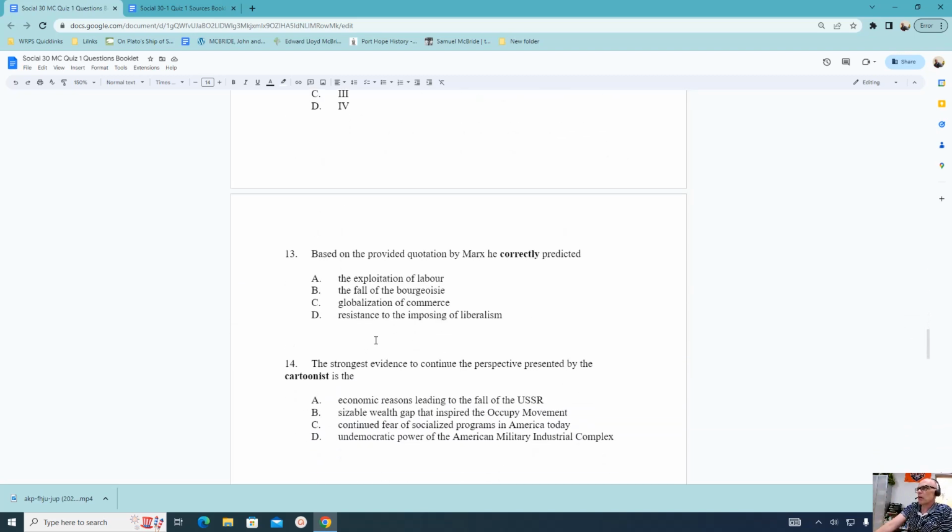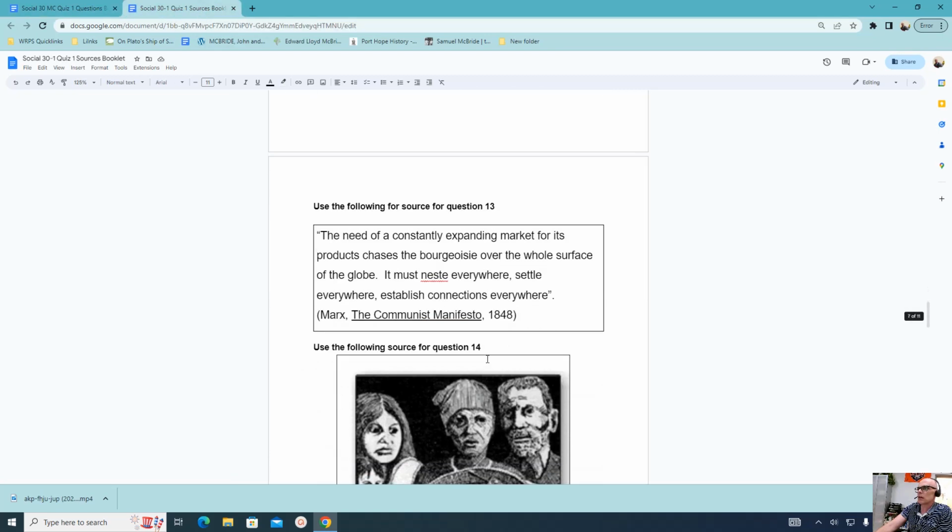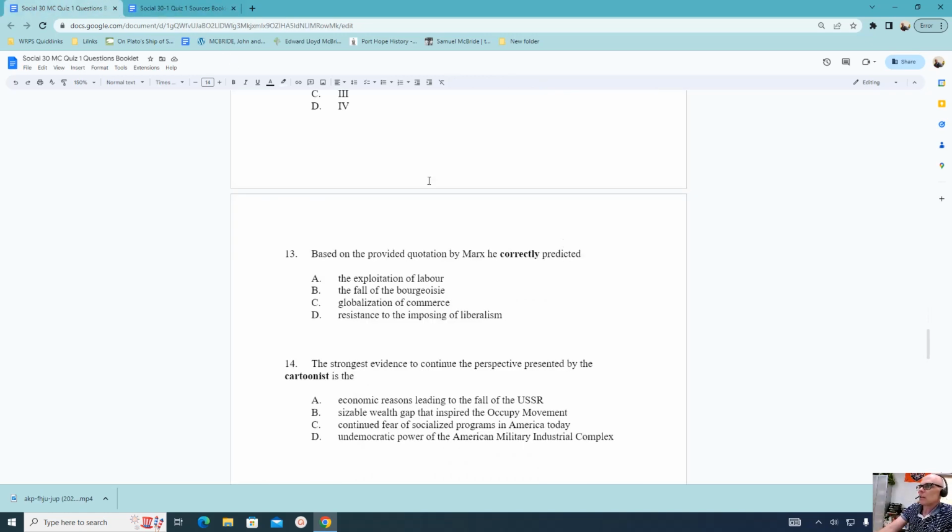Based upon the provided quotation by Marx, he correctly predicted something. 13. What does he predict? And that is spelt properly because it's old English. The need of a constantly expanding market for his products chases the bourgeoisie over the whole surface of the globe. It must nest everywhere, settle everywhere, establish connections everywhere. Sounds like globalization, right? Globalization of commerce.